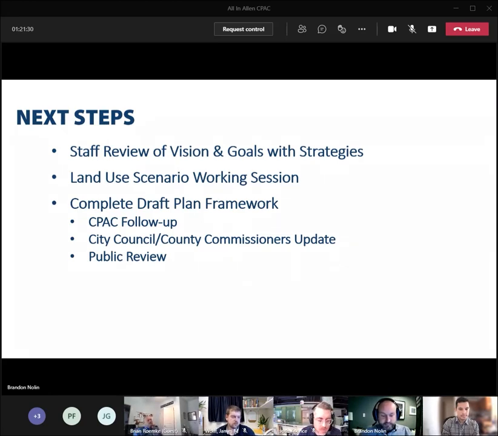As some of the earlier conversation was about, these goals are great. They're a good high-level starting point. And the next point of review with this group, with the CPAC, will be those bulleted strategies to give you a sense of what's going to fall under each goal. So if we've got 5 goals for housing or sustainability, what strategies are going to support that? That'll hopefully give the group a good sense of what we'd call the draft plan framework, basically the outline for the plan that we'll be developing over the next few months.